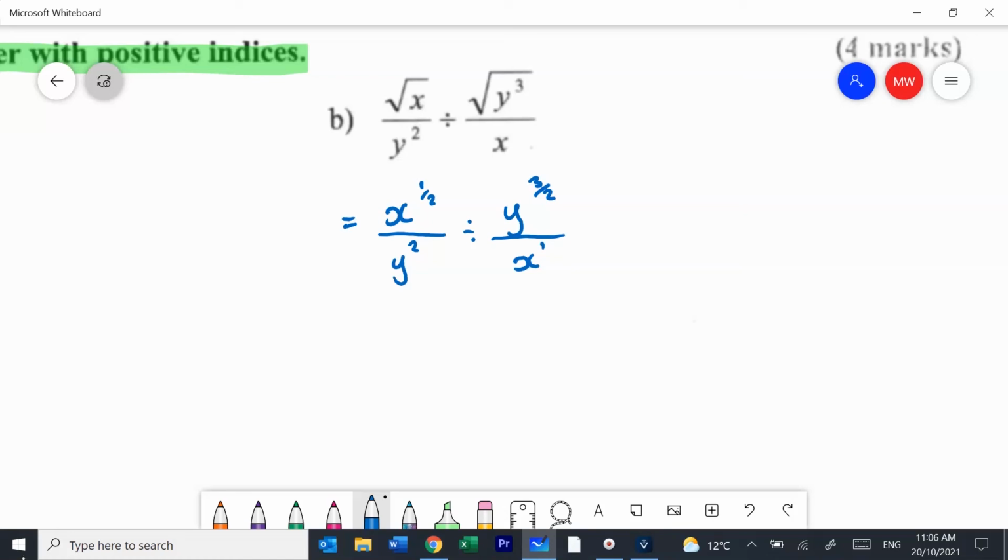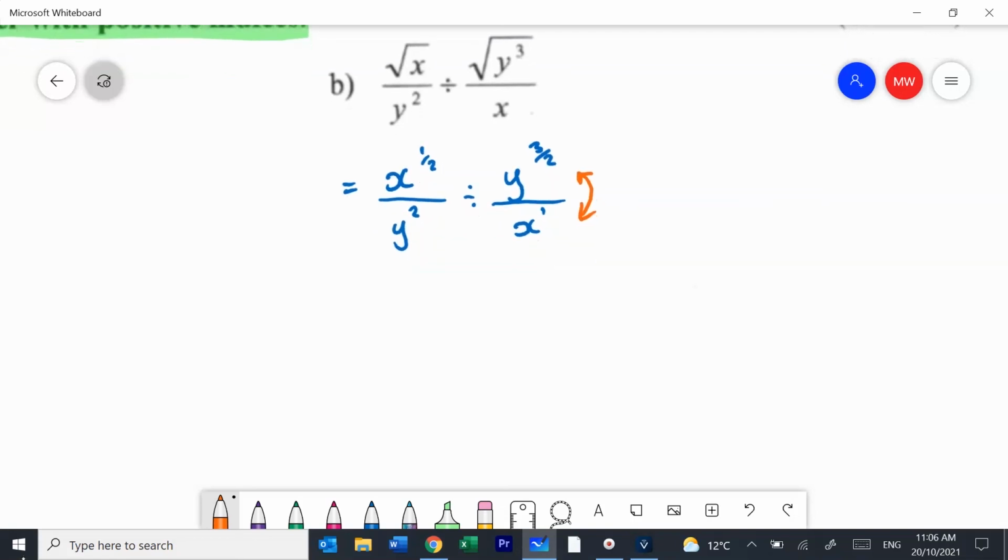I want to turn that division into a multiplication, and the way that I do this is by flipping this upside down. So the second one gets flipped just like any fraction. So when we write this out again, we've now got x to the half over y2 multiplied by x to the 1 y to the 3 over 2.